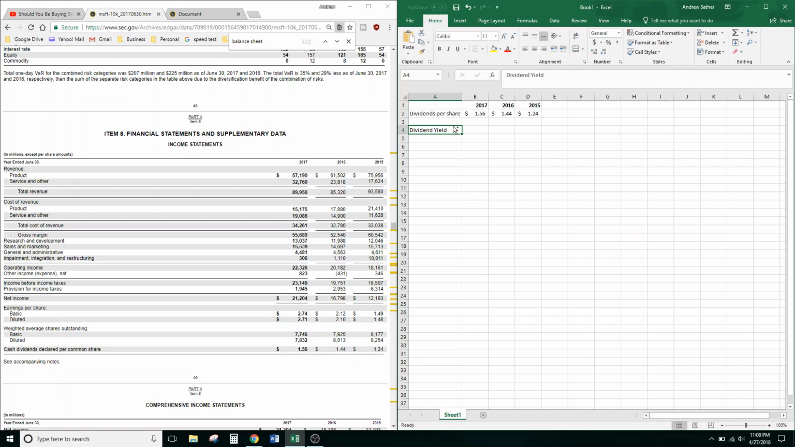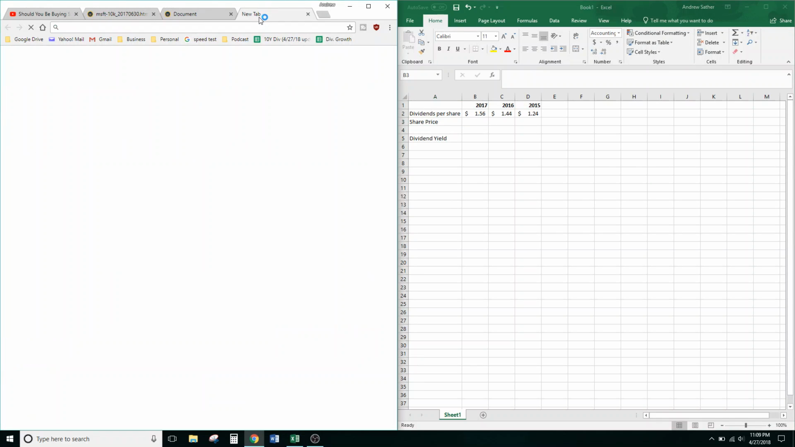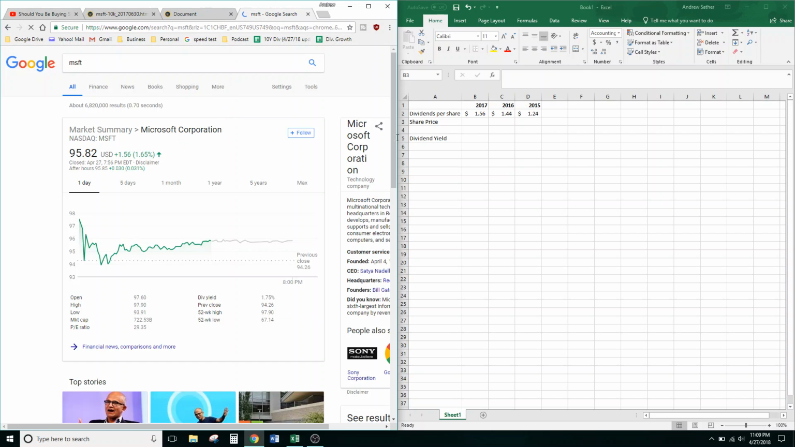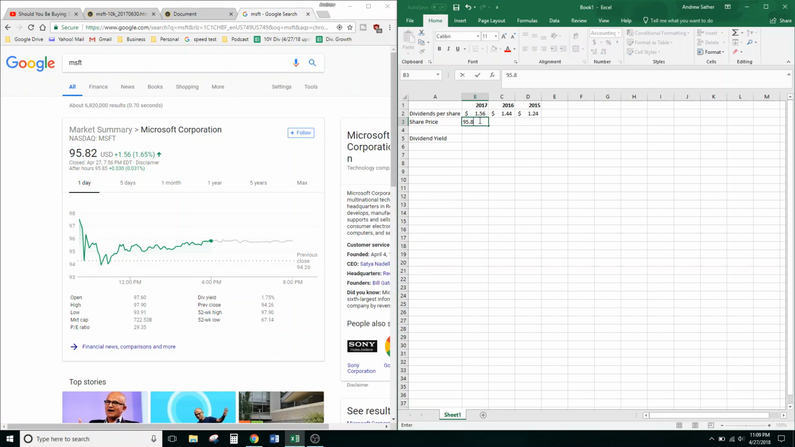So the way to calculate this is you want to get the actual share price, because that's how much it's going to cost to buy right now. So if we went to Microsoft, look at that. They are currently $95.82. So the yield is simply this divided by this. Just remember that logic, okay? This is how much we're going to pay for the stock. This is how much we're going to put in.